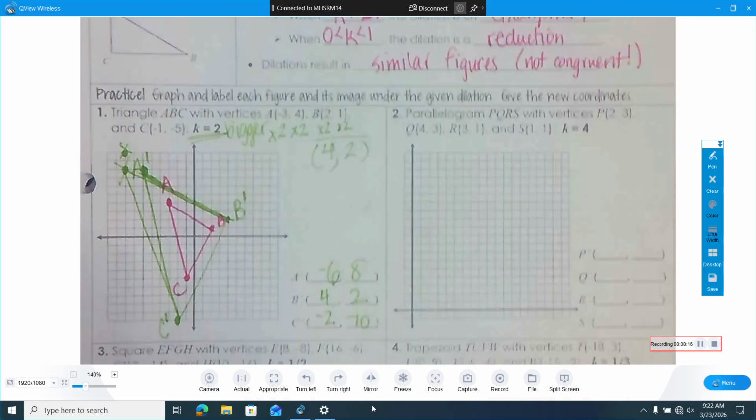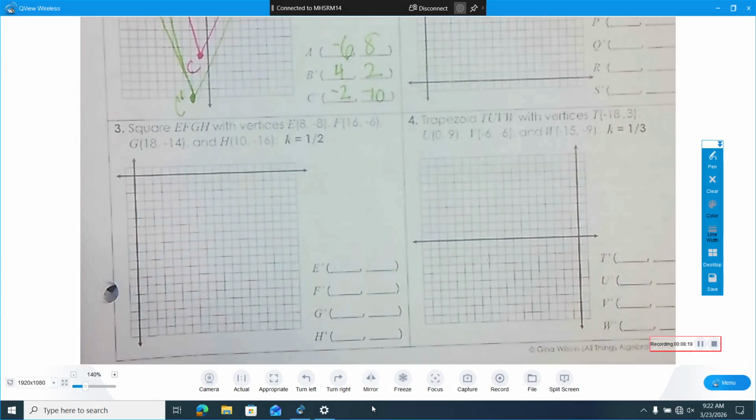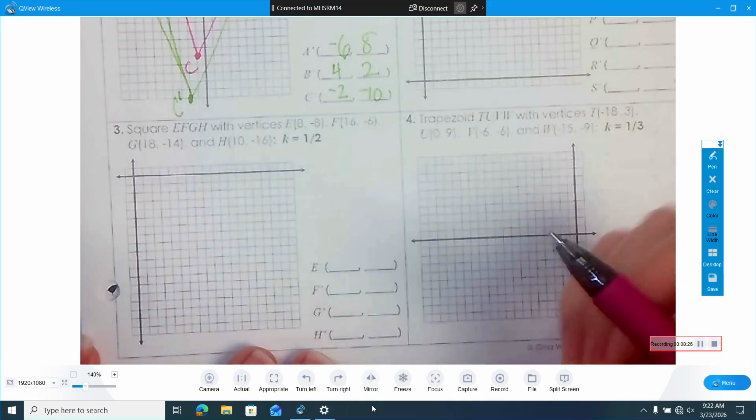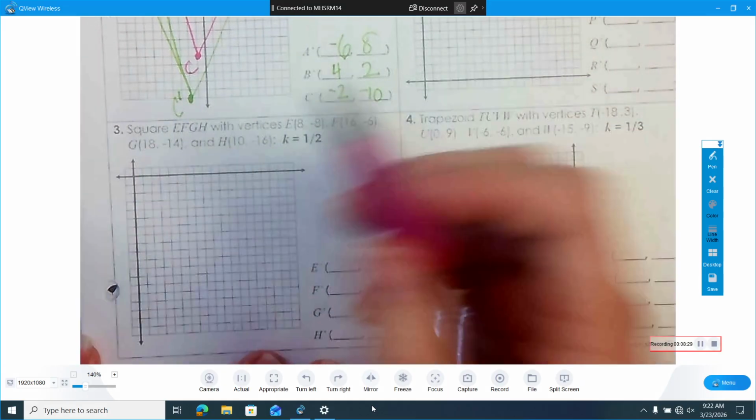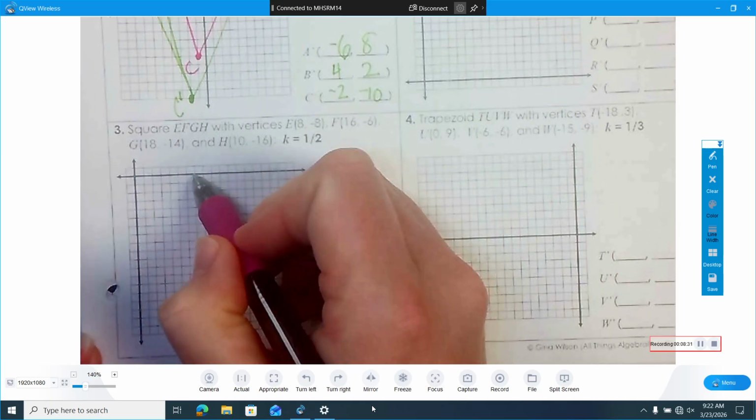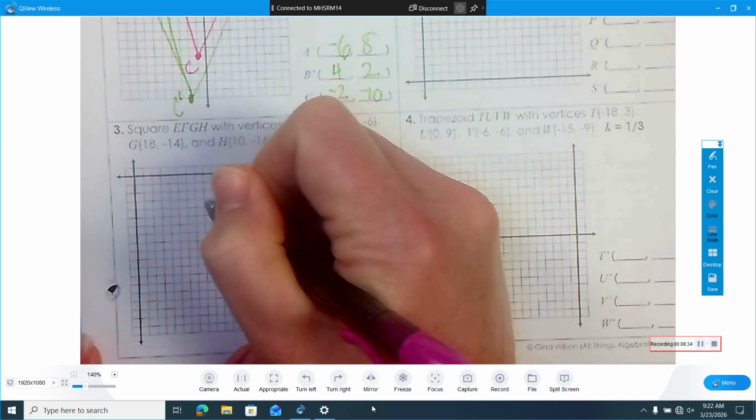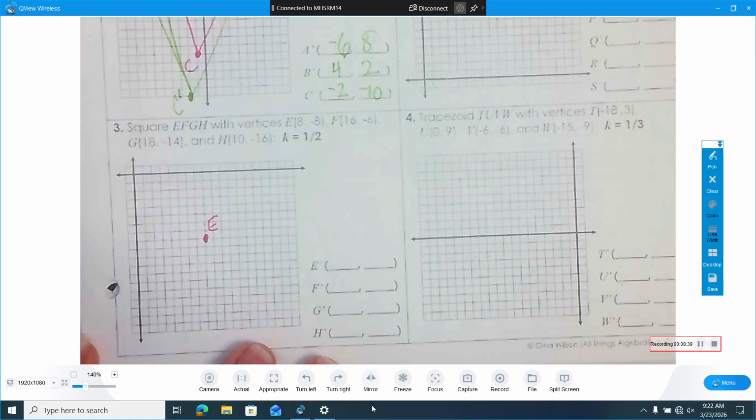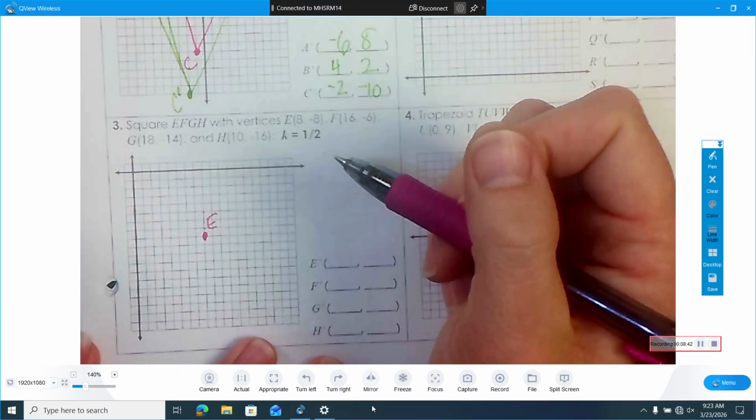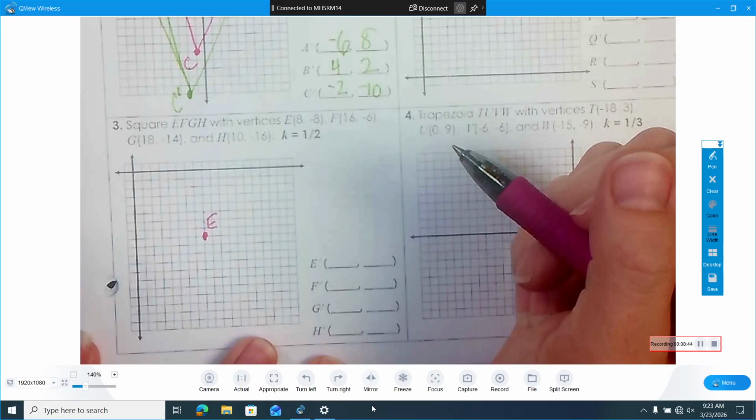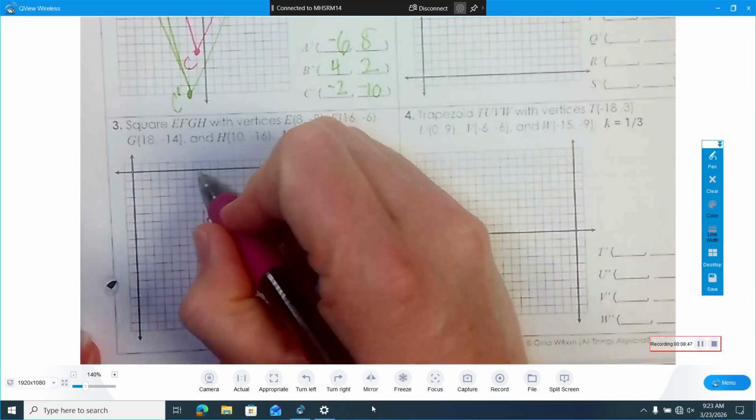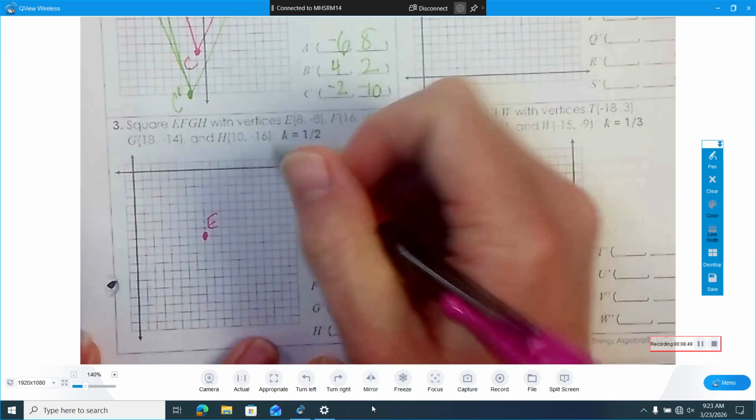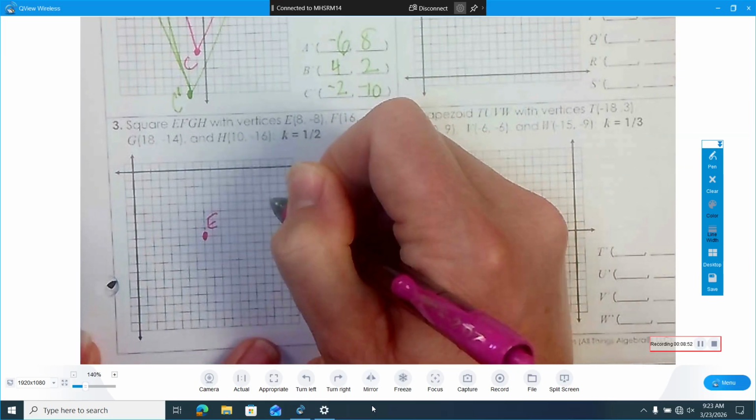Okay, let's go ahead and try number 3. So we're going to plot square EFGH with vertices E, which is at 8, negative 8. 1, 2, 3, 4, 5, 6, 7, 8. I'm actually going to count this time. All right, so here is point E at 8, negative 8. F is at 16, negative 6. All right, 8, 9, 10, 11, 12, 13, 14, 15, 16. 1, 2, 3, 4, 5, 6.